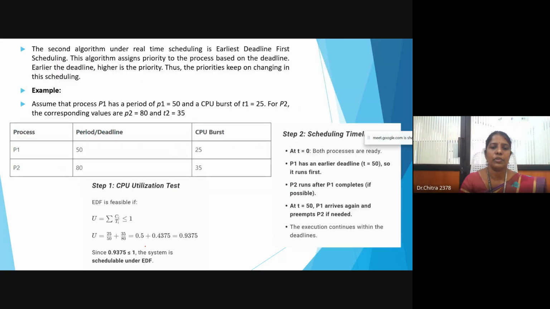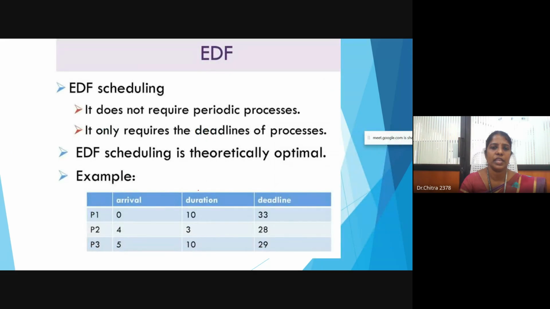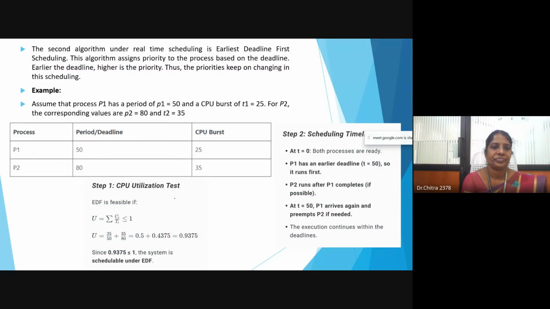Here there are 3 processes. Consider this one. First we will see the same example, then we'll go for the next one. Here also the same thing: P1's period is 50 and P2's period is 80. The CPU burst time for P1 is 25 and the burst time for P2 is 35. Same thing here, the deadlines are given. No need to worry about the periods. Instead, the deadlines are given, and based on the deadline we are going to execute this.